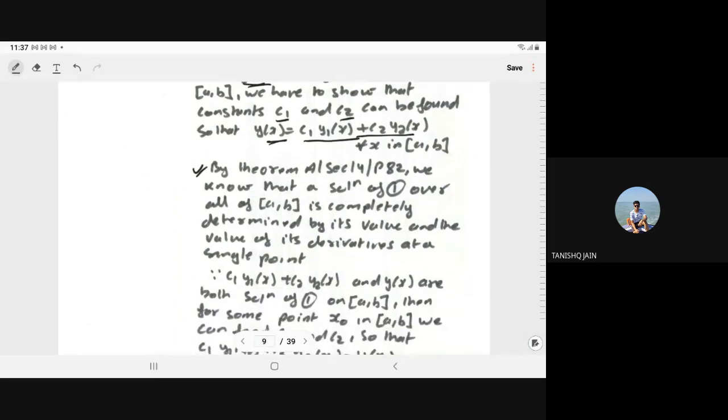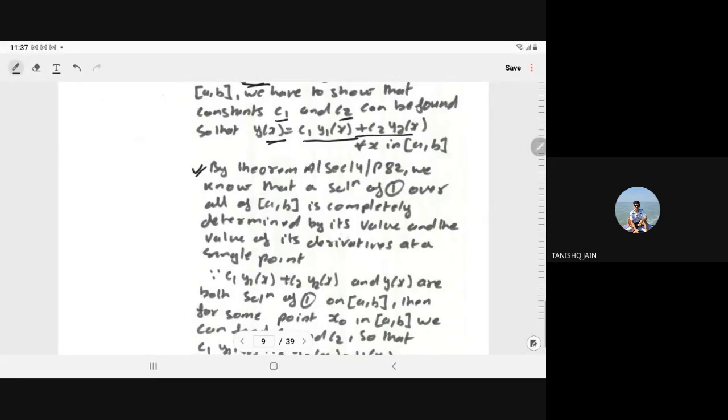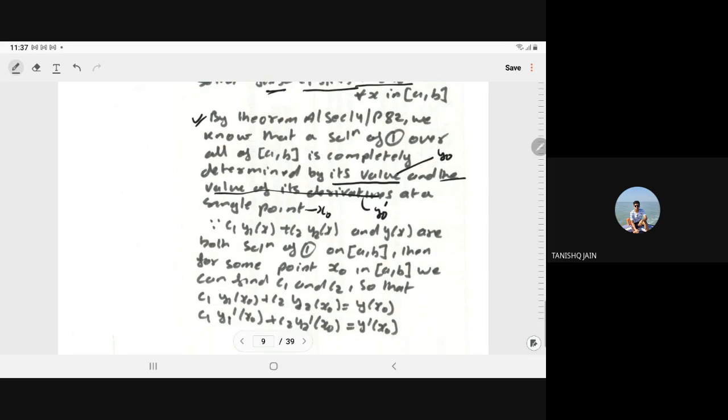over the interval AB is completely determined by its value, that is y naught, and the value of its derivative, y naught dash, at the single point, that is x naught. So here we have two solutions, c1 y1(x) plus c2 y2(x), and another solution is y(x).